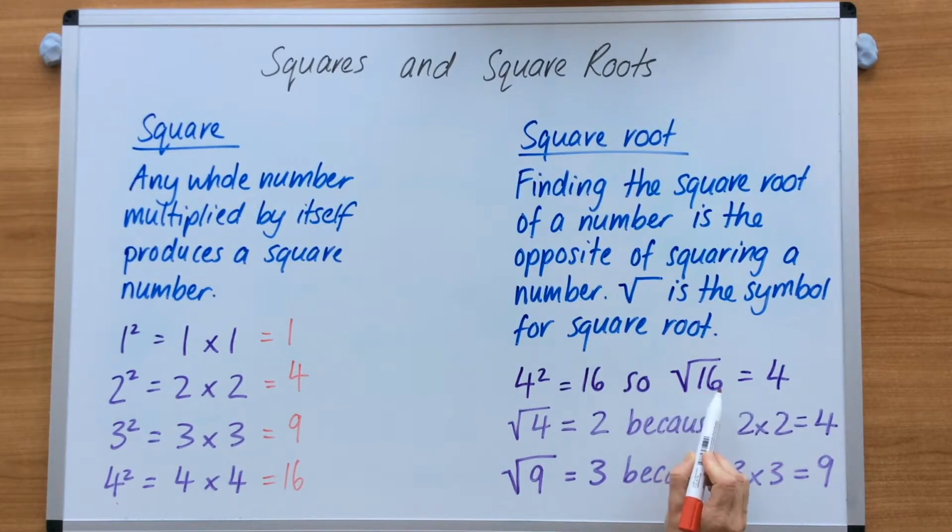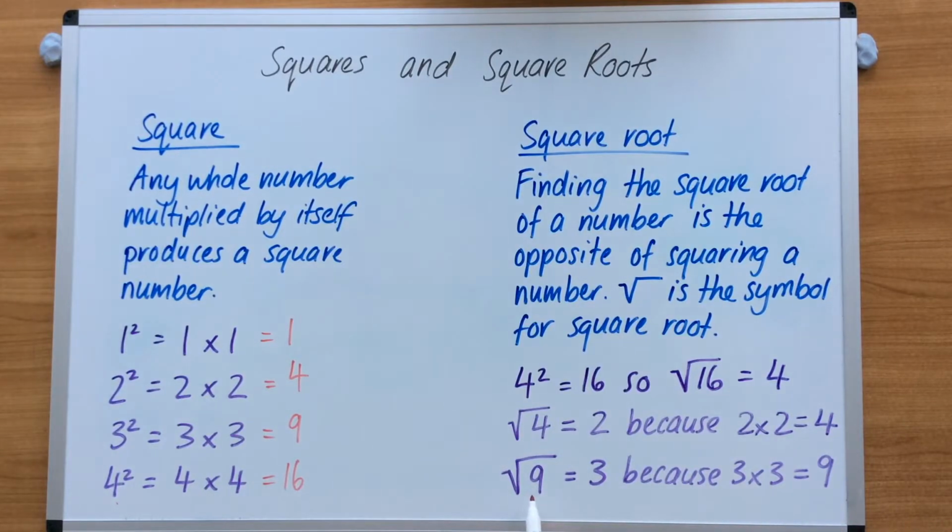What the square root is trying to get you to find is the number that multiplies by itself to get that answer. So let's look at this one here. To find the square root of 4, what number multiplies by itself to get 4? Well, 2 is the answer because 2 times 2 is 4.